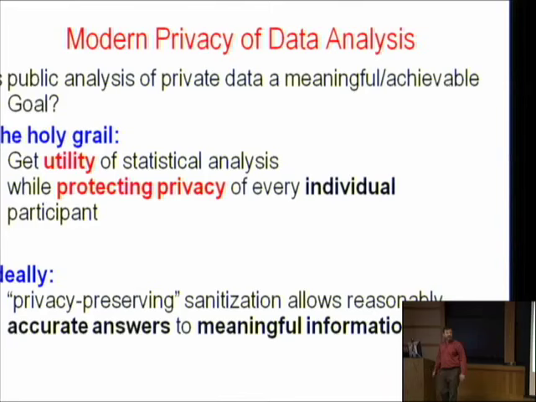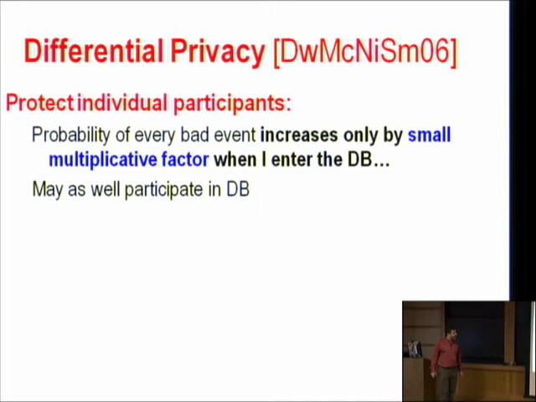However, there is a lot that can be done under the definition of differential privacy. This was suggested a few years ago by Dwork, McSherry, Nissim, and Smith. The definition of differential privacy assumes that the adversary knows everything except whether you, as an individual, are in the database or not. So what it says is that the probability of every bad event increases by only a small multiplicative factor whether I'm in the database or not.